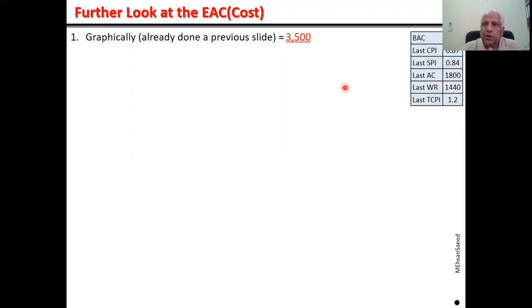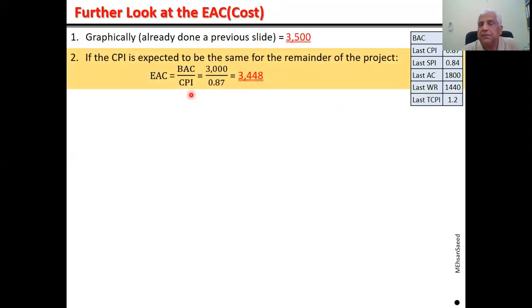You could either take the last cost performance or take the average of all the previous cost performances, and you can apply these cost performances onto the budgeted completion, particularly if your project is progressing at a steady rate, and get an end of project cost. So what it means is you simply divide 3,000 by whatever index you have got, either the last index or the mean of all the previous indices, and that will give you some other figure. So when you apply 87% on 3,000, you get this figure as the EAC cost.